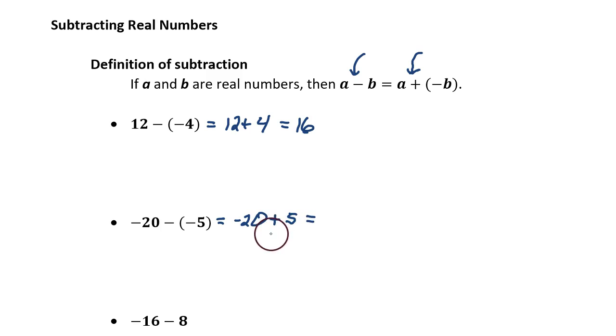Now apply one of the two adding rules. This is a negative number plus a positive number. The answer will have a negative sign because the absolute value of 20 is greater than the absolute value of 5, and the difference between 20 and 5 is 15.